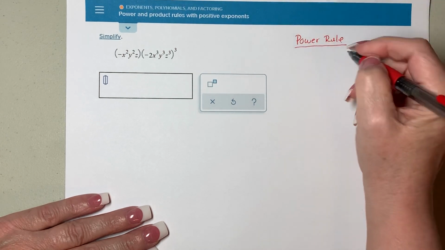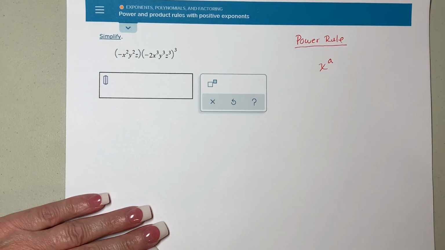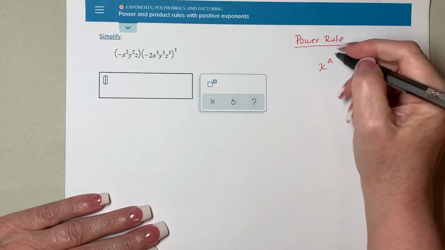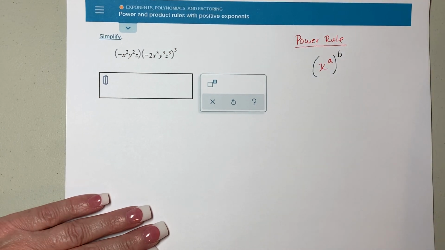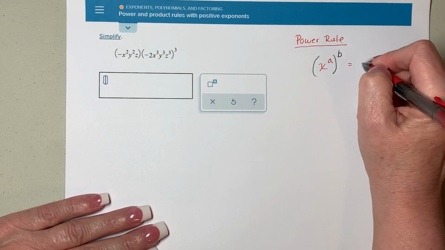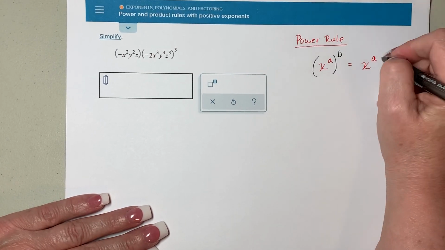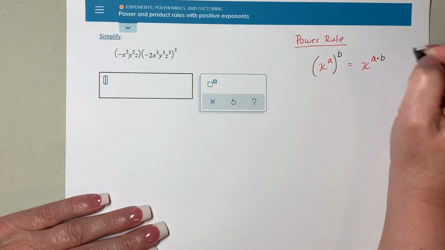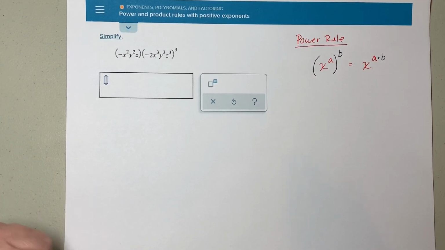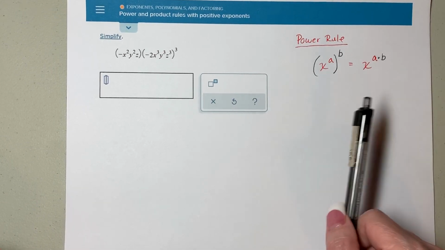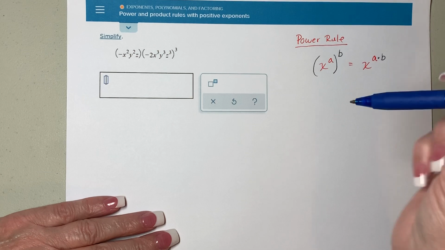Goes like this. If you have x to the a power and you raise that to the power of b, then that's going to equal x to the a times b. They call it the power rule, but I say it's a power to a power, more power to you. So you're going to multiply them. That's the power rule. Then you've got the product rule.